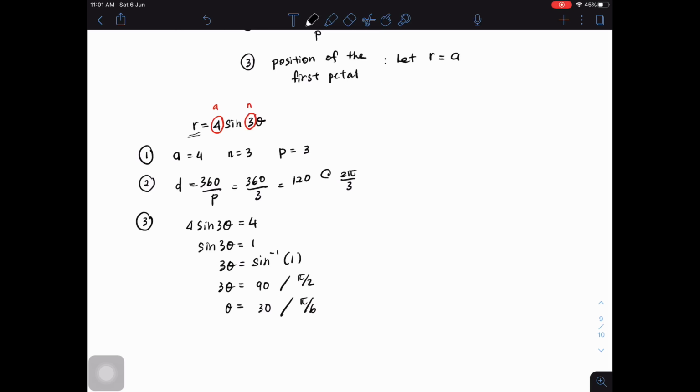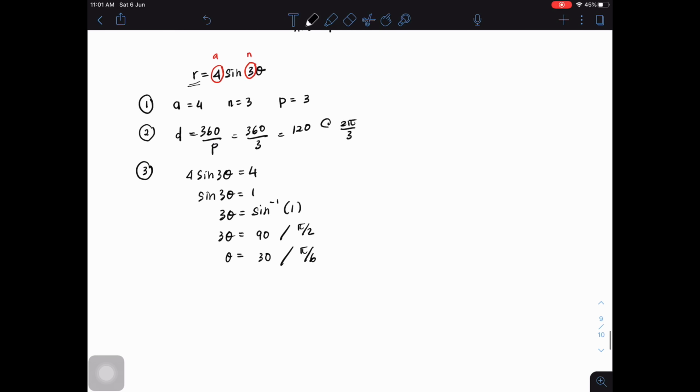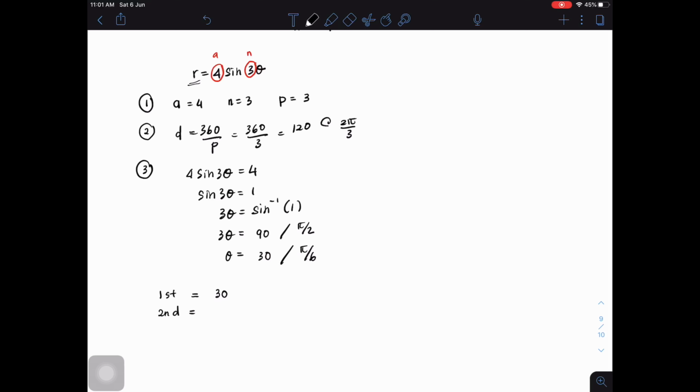So now you already have the position of your first petal. We know that we have 3 petals. The first petal is positioned at degree or theta 30. Where is your second petal position? Your second petal position is the first position plus the distance. Your distance here is 120. Therefore, you have 30 plus 120 equal to 150.